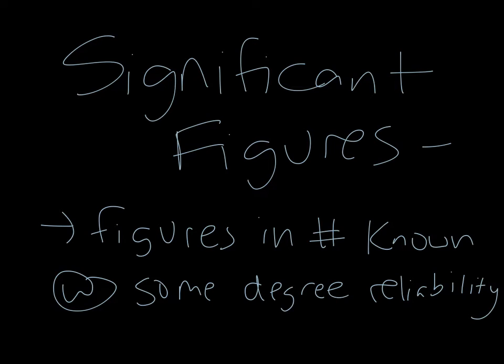So if I have a number and it has figures in it, the significant ones are going to be the ones that we know with some degree of reliability. Since we're doing chemistry here, we're usually talking about data that have been collected from an instrument. So some instruments allow us to know with a lot of reliability a lot of significant figures, and some allow us to know less.